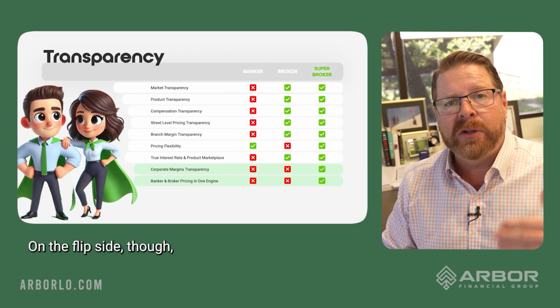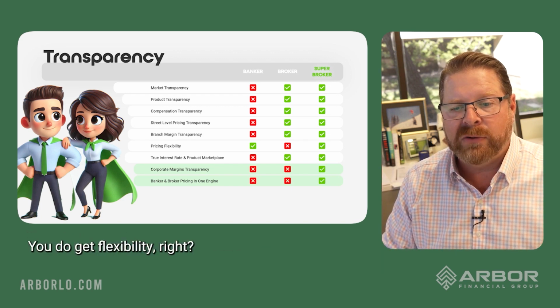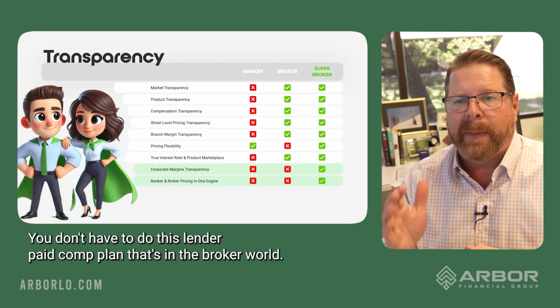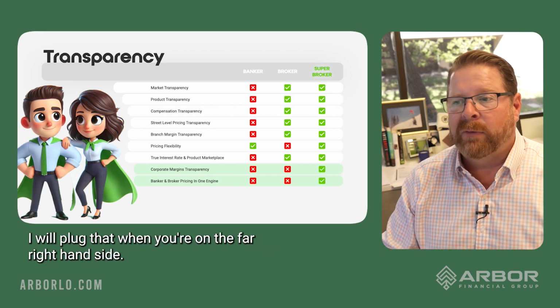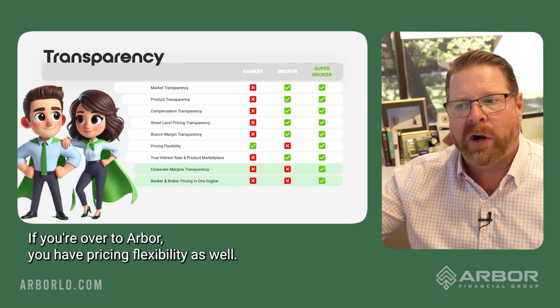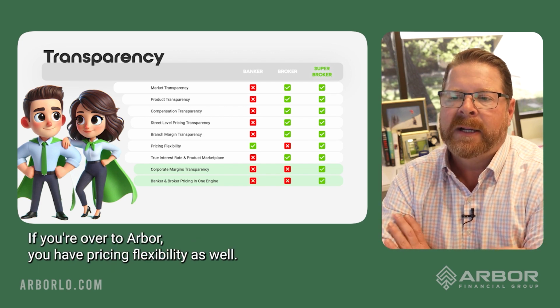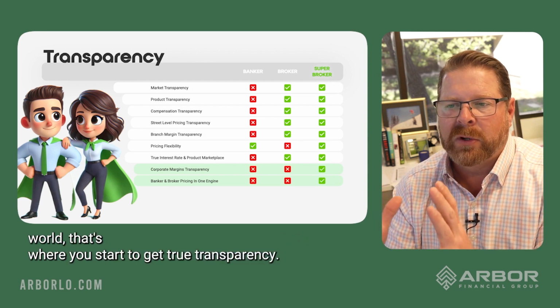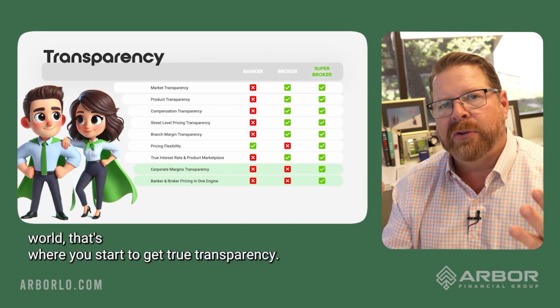On the flip side, though, there is a benefit when you're in the banking channel, right? You do get flexibility. You don't have to do this lender paid comp plan that's in the broker world. I will plug that when you're on the far right-hand side, you don't have to do that either. If you're over at Arbor, you have pricing flexibility as well. But when you move into the broker and super broker world, that's where you start to get true transparency.